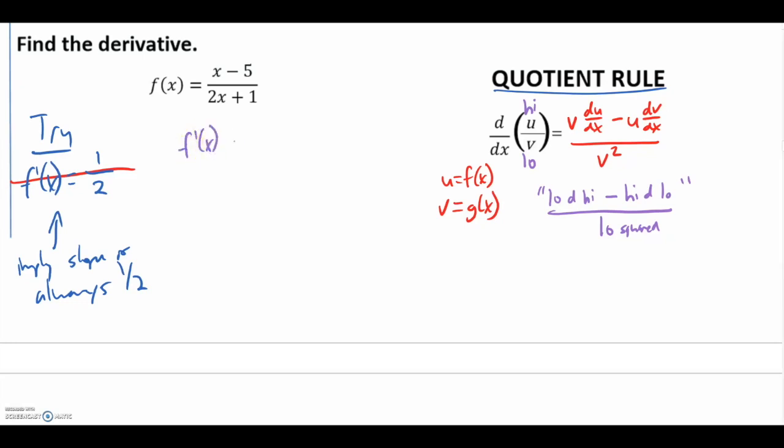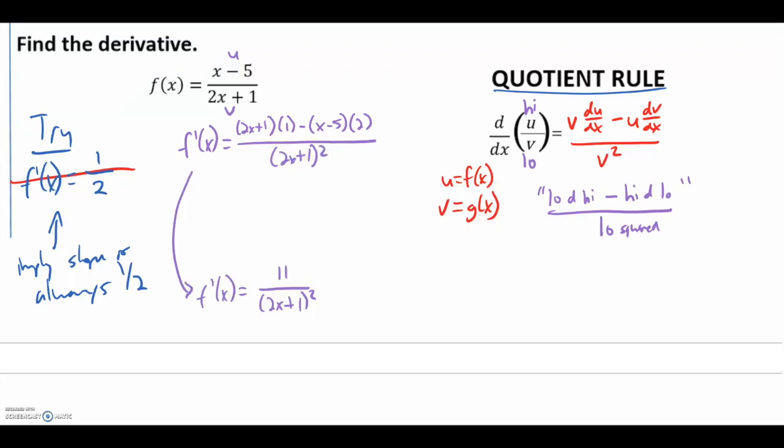F prime of x will equal, and again, I've got v and u, or low and high, however you want to do it. So it'll be the bottom function, left alone, times the derivative of the top, minus the top function, left alone, times the derivative of the bottom function, all over the bottom function squared. And once again, I've drawn in and left some space to show you that this is what our f prime function will eventually simplify to, 11 over the quantity 2x plus 1 squared.